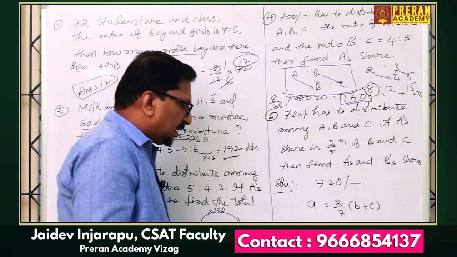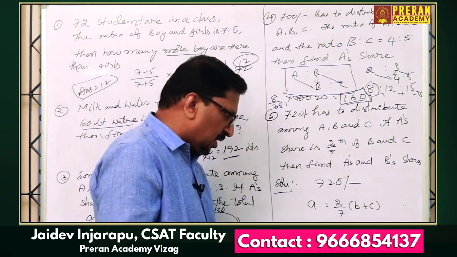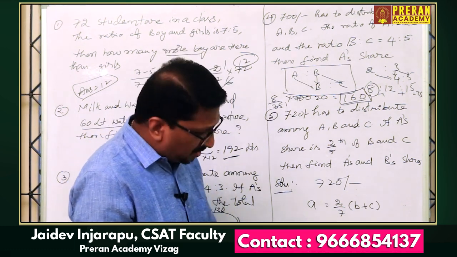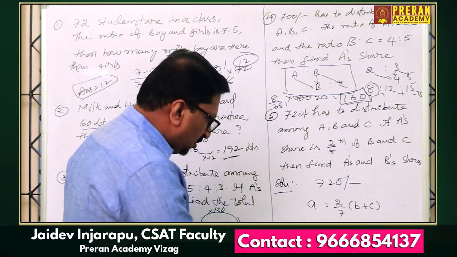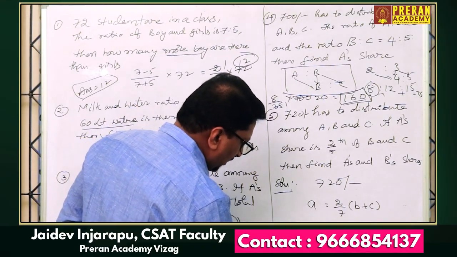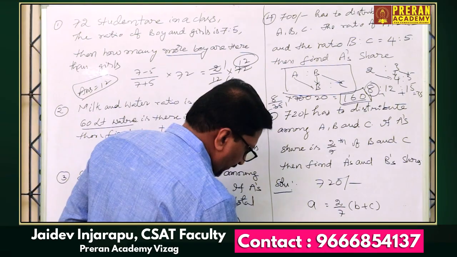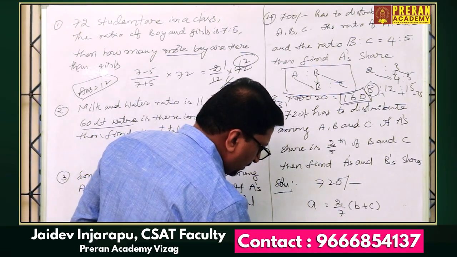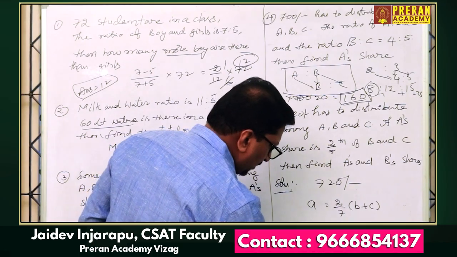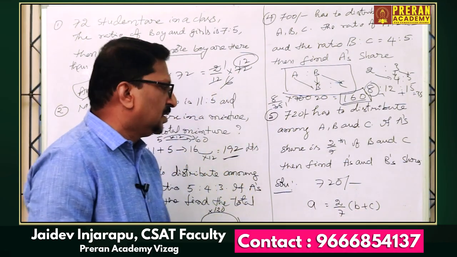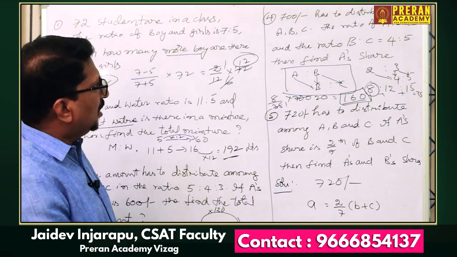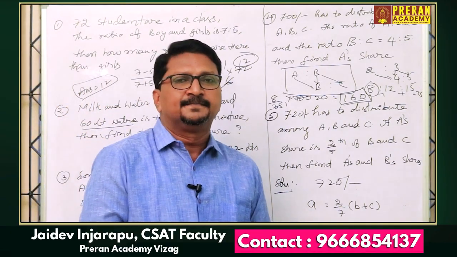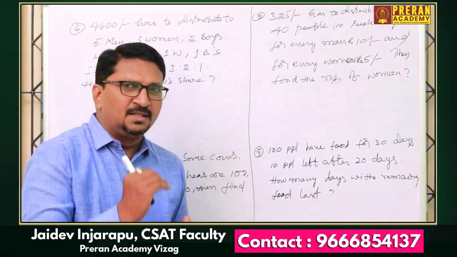Coming to B's share, is there any chance to find B's share here? We can't find B's share because there is no sufficient information. This is how we need to think and calculate, right? I've increased the standard a little more.